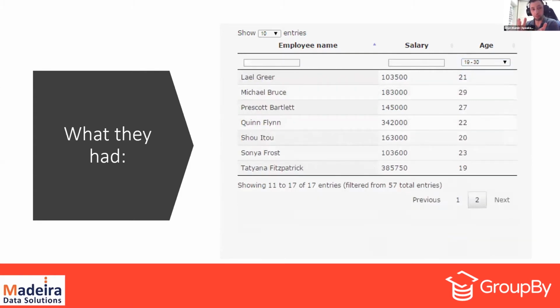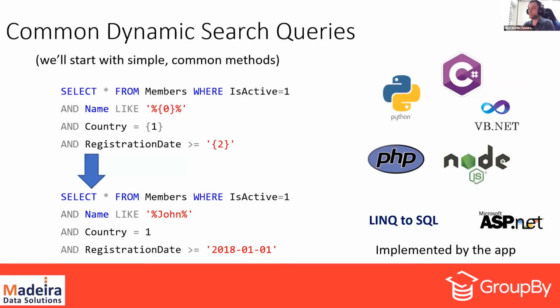How would this sort of thing be implemented, usually at least? The most basic way to implement this would be using basically SQL injection. The part at the top is what you see at the application level, be it C# or Python or VB or Node, whatever it is, and you see the parameters {0}, {1}, {2}. Those are the parameters provided by the application level.